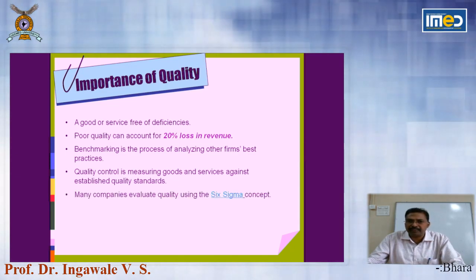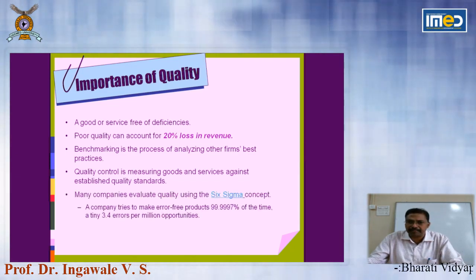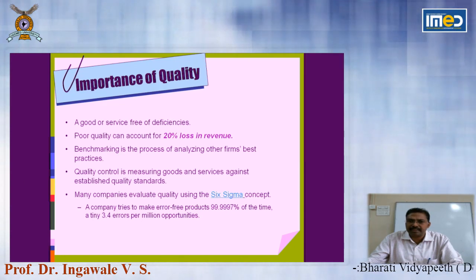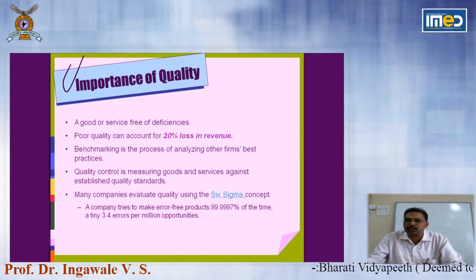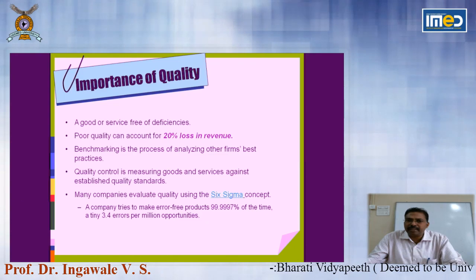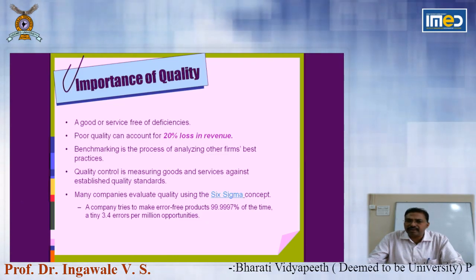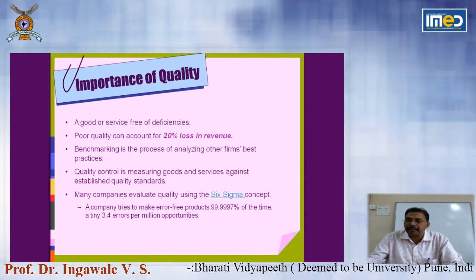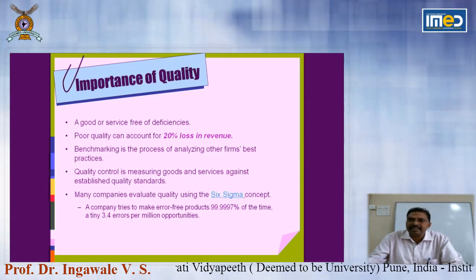Many companies evaluate quality using the Six Sigma concept also. So what is the Six Sigma concept? Here we will try to minimize defects, down to 3.4 defects per million opportunities. So that is Six Sigma.